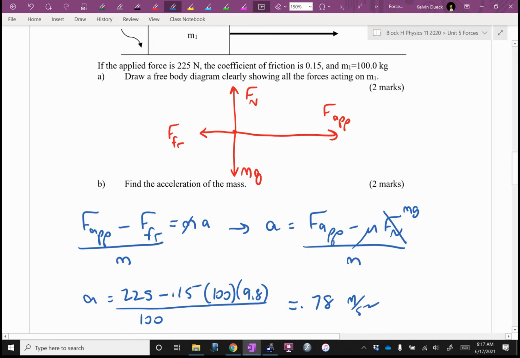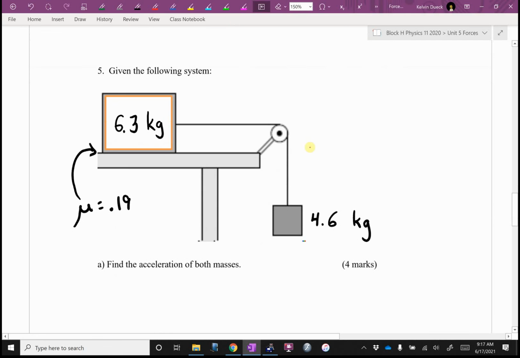Meters per second squared. If you got that, 2 out of 2, otherwise I would give you a half mark for putting in friction, a half mark for the numbers, and a half mark for the answer. Ooh, I like number 5. Number 5 is a nice question.